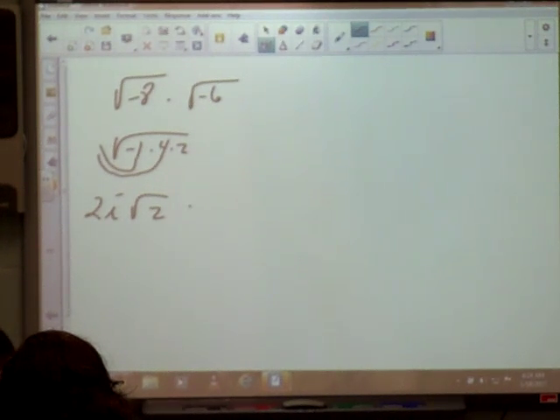Now I want to multiply that by, what about 6? Is there a perfect square that goes into 6? So all I can take out of that, since it's a negative, is the i.